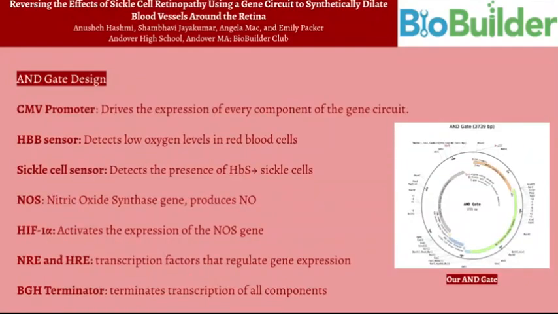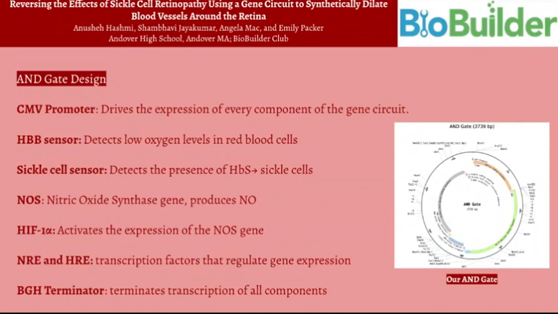For a plasmid, here is a diagram of our AND gate. The CMV promoter initiates transcription of every component of the circuit. The HBB sensor promoter and coding sequence are used to detect low oxygen levels in red blood cells. The sensor works the way it does because it contains a regulatory element known as the hypoxia response element, or HRE, which is able to detect low oxygen levels in the surrounding environment. The sickle cell sensor promoter and coding sequence detect the presence of sickled red blood cells in the blood vessels, and the sensor works the way it does because it is able to detect the abnormal beta globin subunit HbS that is only present in patients with sickle cell disease.